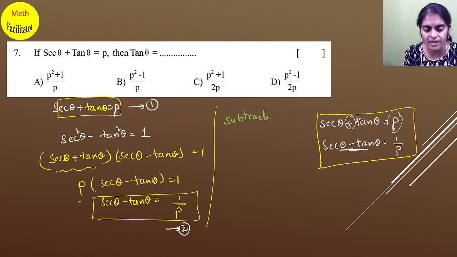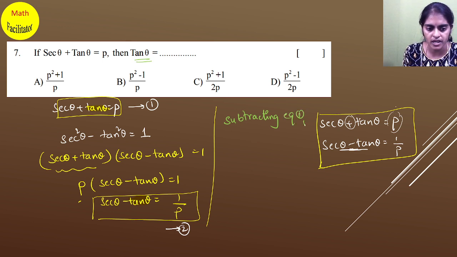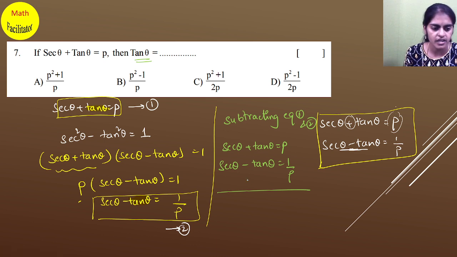Did you understand why we are subtracting? If you add also, you will get the answer. If you add, you will get secant theta, and then you have to substitute secant theta in equation 1 or 2, but that is a time-taking process. So you should think about what you want: tan theta value. So just subtract. Subtracting equations 1 and 2, what happens? You have secant theta plus tan theta equal to P, and secant theta minus tan theta equal to 1 by P. If I subtract, the sign changes: this is minus, this is plus, and this is minus. So secant theta minus secant theta gets cancelled, and tan theta plus tan theta is 2 tan theta.